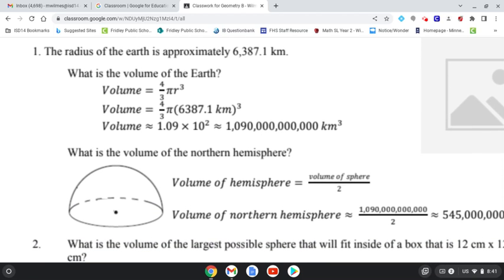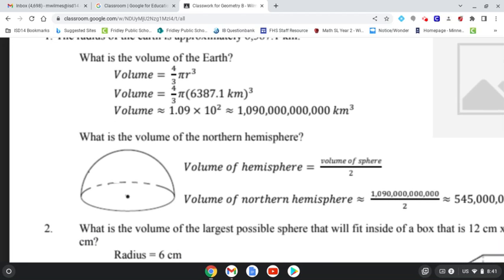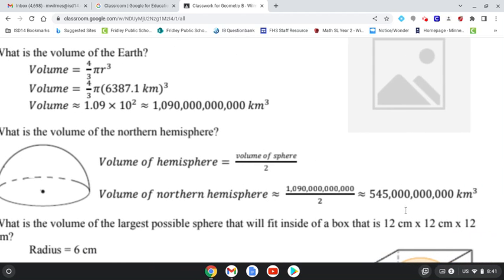So the next question is, what's the volume of the northern hemisphere? Well, the northern hemisphere is just the northern part of our planet. So you just take the total volume of the sphere and divide it by 2. So we take this full volume, cut it in half. There we go.